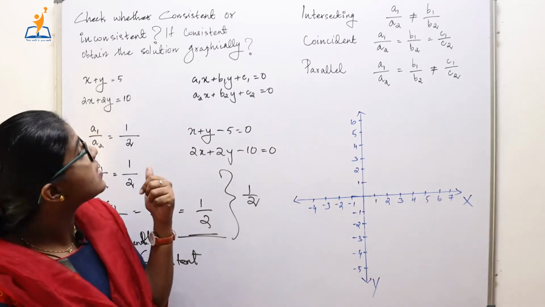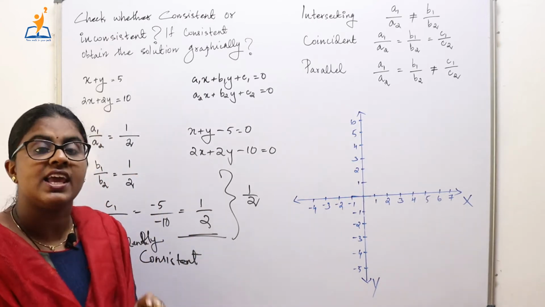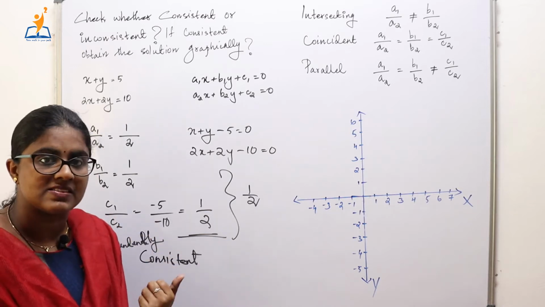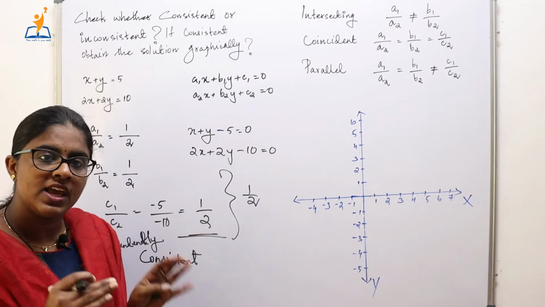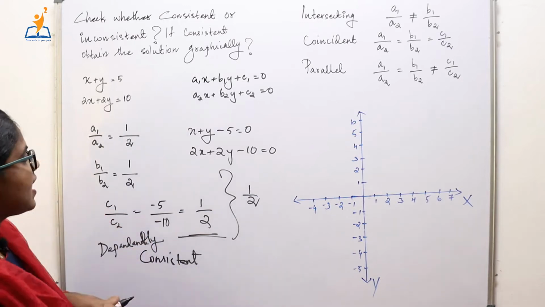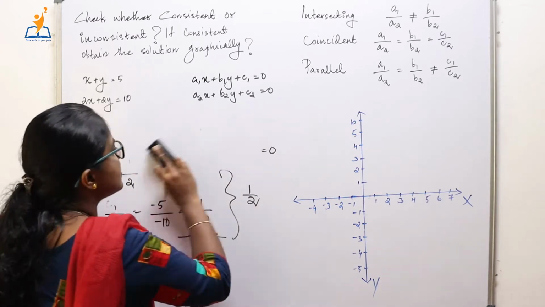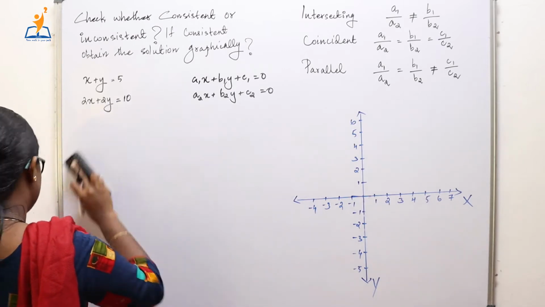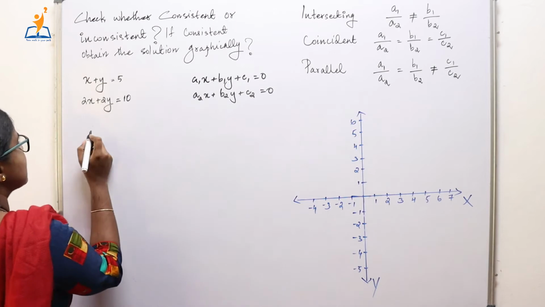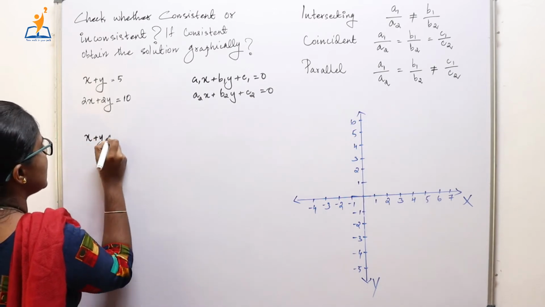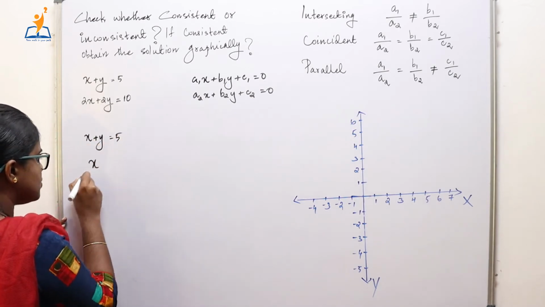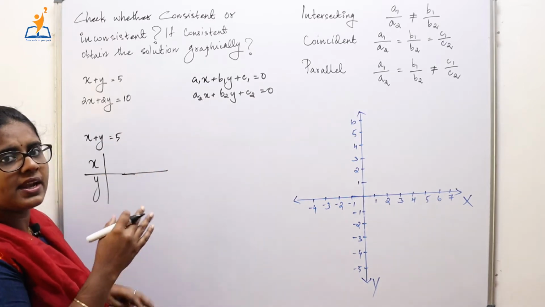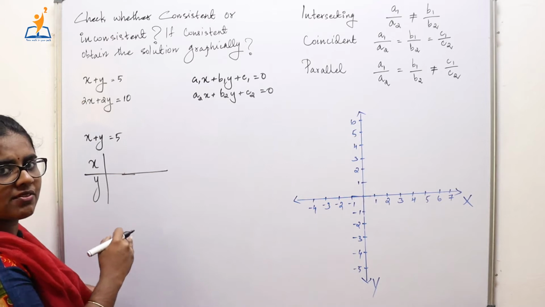Now, we are asked to find the solution graphically if the solution is consistent. We found that the solution is consistent, so we have to move on to the graphical solution. For that, we need the solution table for both equations, and then we will draw the graphs. First, let's consider the equation x plus y equals 5. For the solution table, we put some random values for x and find the value of y.